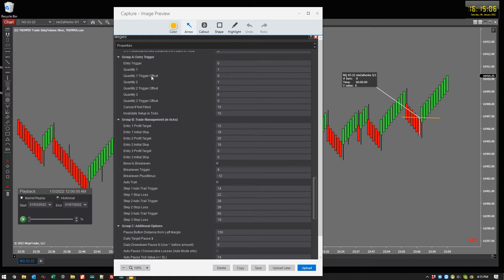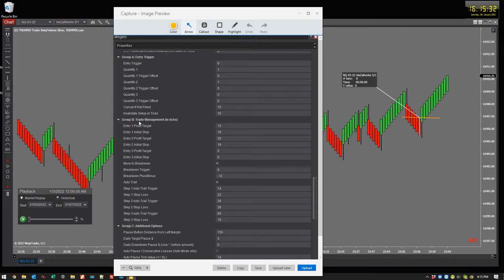So anyway, the offset is nothing right now, so it's a market order. And then quantity 2 is 1. And then offset again is nothing. Quantity 3, I don't have a quantity 3. And the reason why I split these is because down here, when you talk about the management part of it, if you notice, group A, B, and C are all trade management. Groups 1, 2, 3, 4, 5 is all cosmetics on the screen.